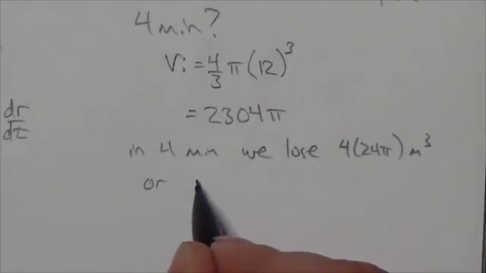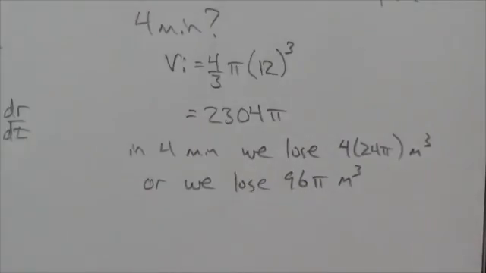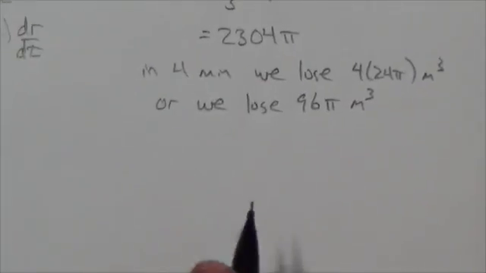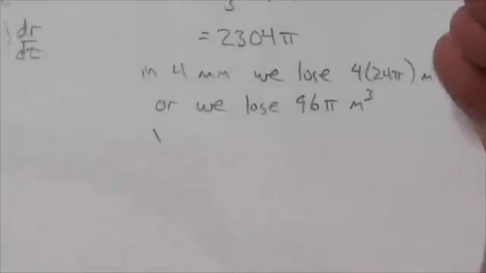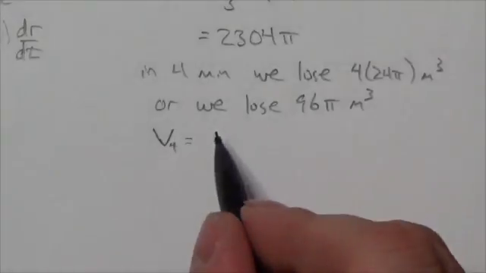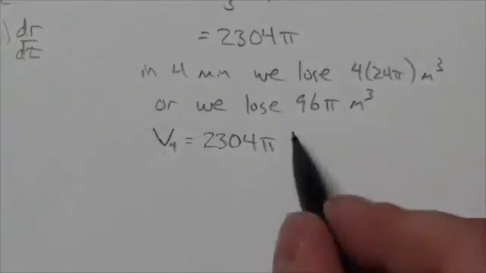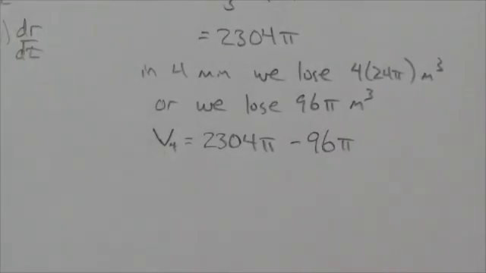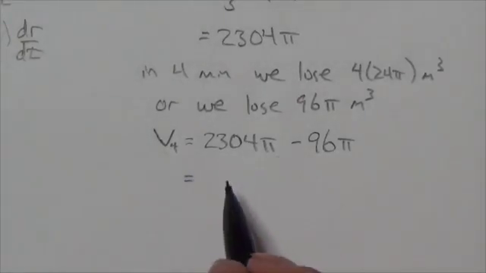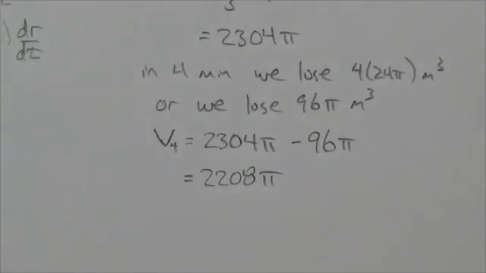Okay, or in other words, we lose 96 pi meters cubed. So the volume at the 4 minute mark, and maybe I'll put a little subscript 4 there, is going to be that initial volume, 2,304 pi minus 96 pi. Okay, and so now that makes it actually pretty easy to work with here. So at 4 minutes, this is going to be 2,208 pi. Okay, well now we know the volume at the time that we're interested in.